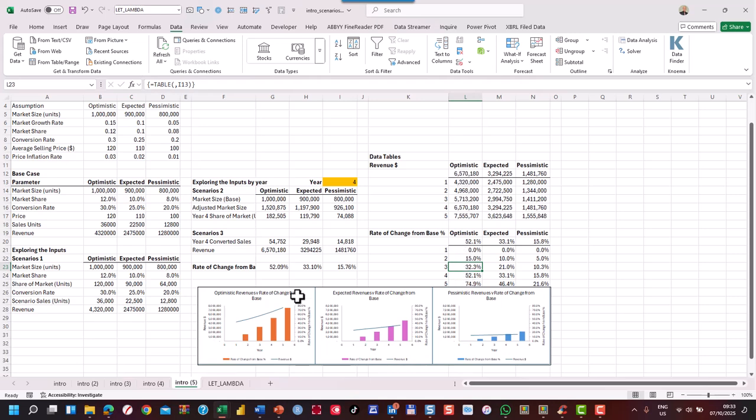And the charts, by the way, come from here. This is based on the revenue and the rate of change. Revenue, rate of change, revenue, rate of change. And I've kept the vertical scales constant across all 3 of these charts.